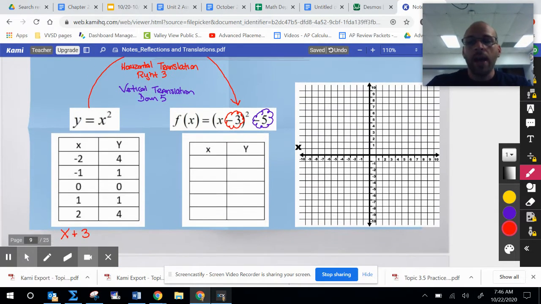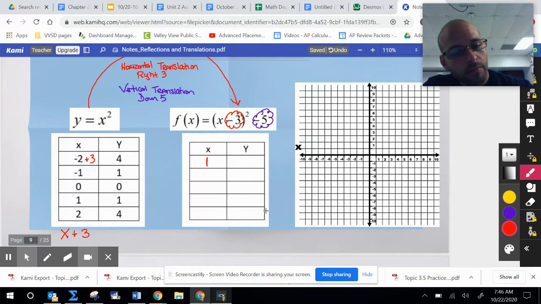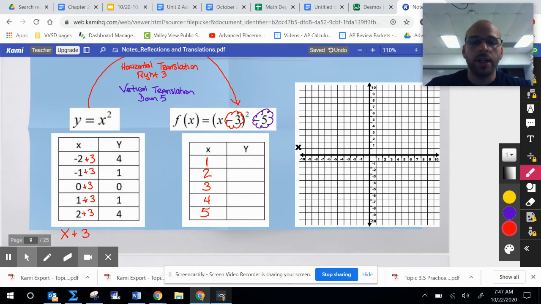Okay. If you add 3, it's just going to shift over to the right-hand side. So I'm going to take this -2 and I'm going to add 3. -2 plus 3 is 1. -1 plus 3 is 2. 0 plus 3 is 3. 1 plus 3 is 4. 2 plus 3 is 5. Okay, so I get my new x values.